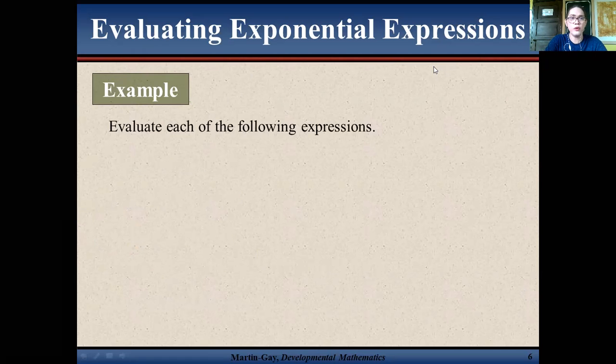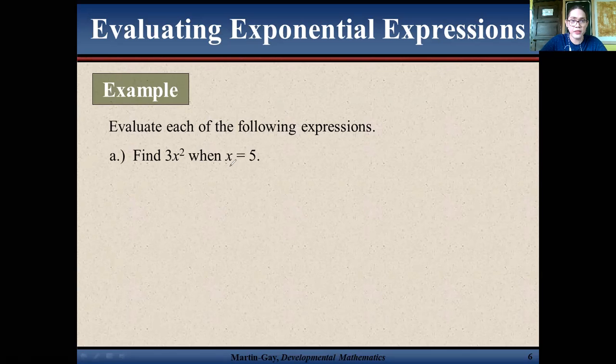Next now, let's try to evaluate each of the following expressions. Find 3x squared when x is equal to 5. All you have to do is substitute the value of your x, which is equal to 5, into the expression 3x squared. This is what I meant.